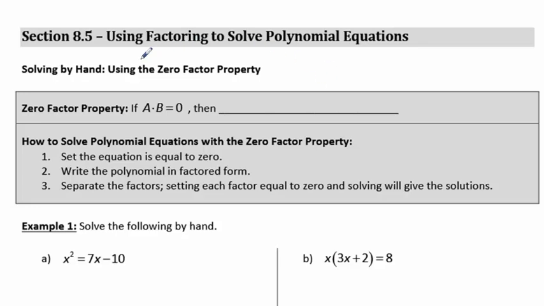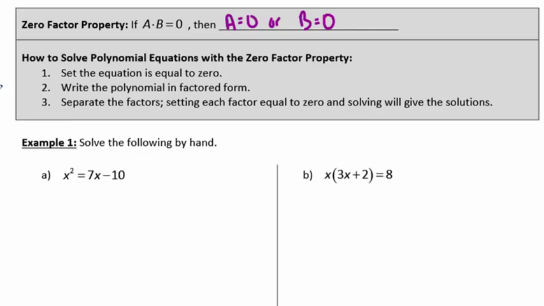In section 8.5, we're going to be using factoring to solve polynomial equations. The basis for this is called the zero factor property. That property says that if a times b is equal to 0, then a is equal to 0 or b is equal to 0. The only way to multiply to 0 is if you're multiplying by 0, if either a or b is 0. So we're going to use this to solve a polynomial equation.